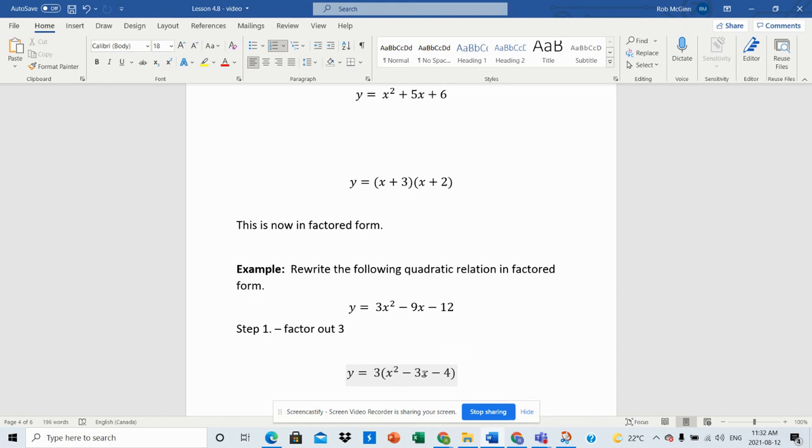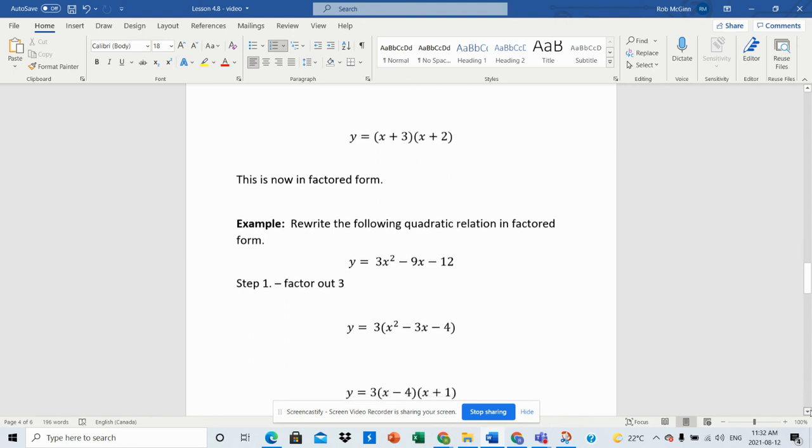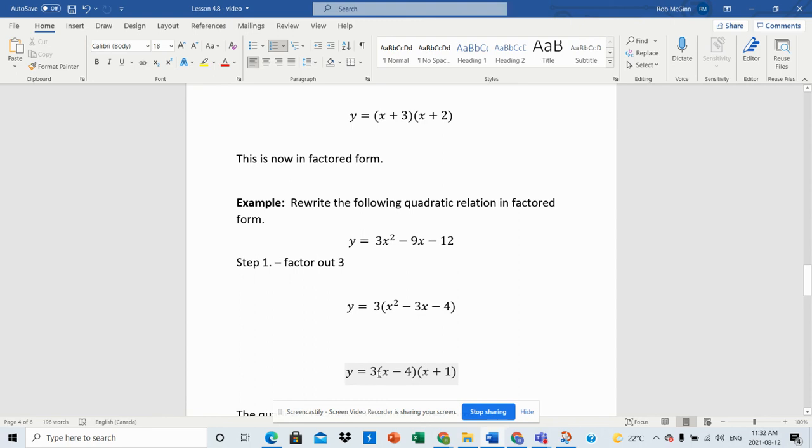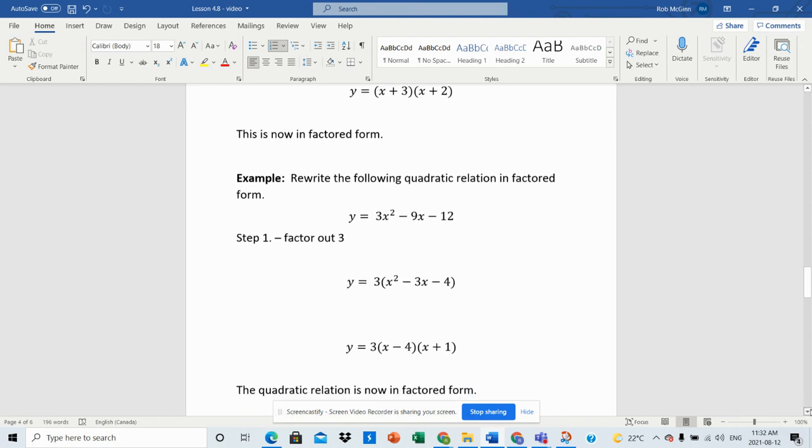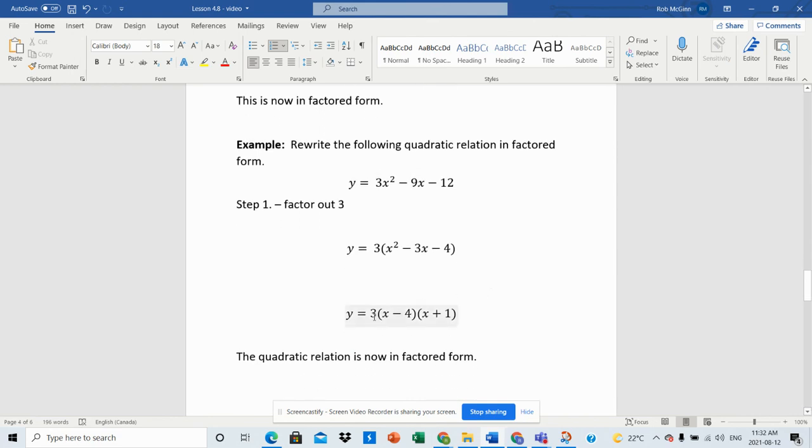So, two numbers that multiply to negative 4 and add to negative 3. Well, 4 and 1 will work, but the 4, it's the larger number, has to be negative. So it's actually negative 4, positive 1. So we come down here. 3 times x minus 4, x plus 1. And we've now factored our quadratic relation, and we are in factored form. With a of 3, our x-intercepts are at x equals 4 and x equals negative 1.